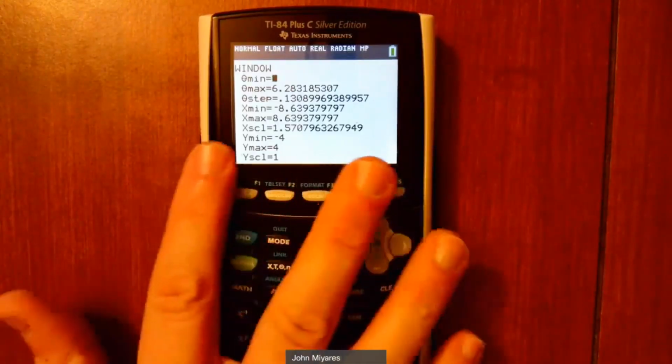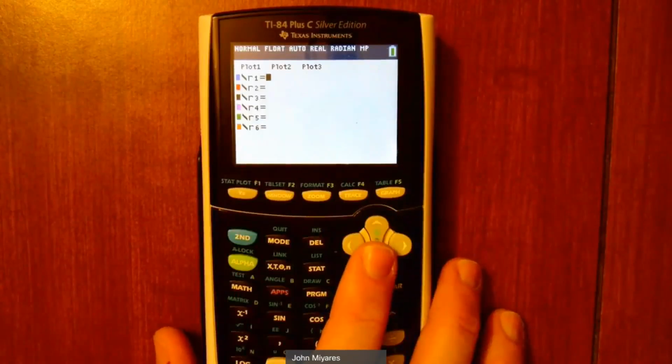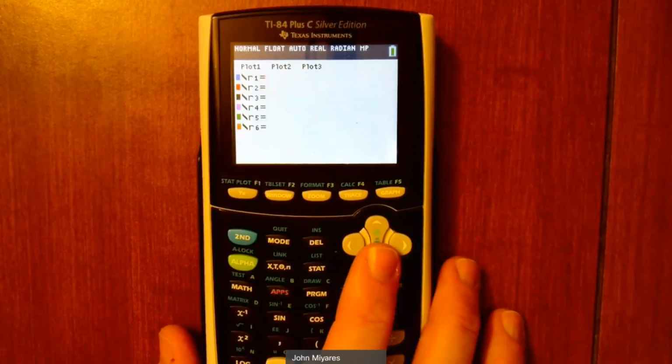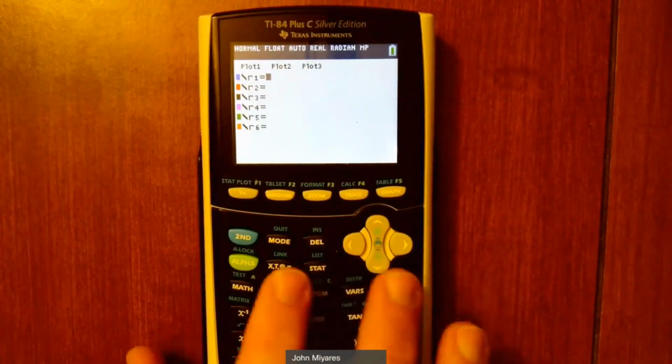Now, when I press the y equals button, you should notice that I don't have the standard equations y1, y2, y3 that I normally would have, but I have R1, R2, R3 through R6 that are listed here. This is going to be typical if I have my mode set in polar form because I will want to enter equations that R equals some function of theta. So here, let me enter in the four equations that we were working with here.